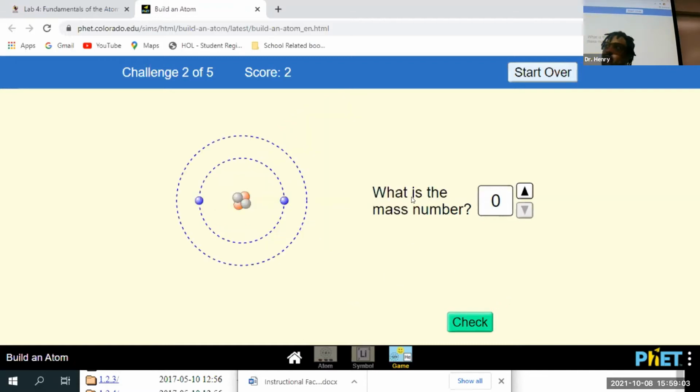Okay. What is the mass number? You look at it in the center, we have 2 protons, we have 2 neutrons, we have 2 electrons. So what would be the mass number? Okay, we know that mass number is the sum of the number of protons plus the number of neutrons. Does that help? What would it be? It'll be 4.